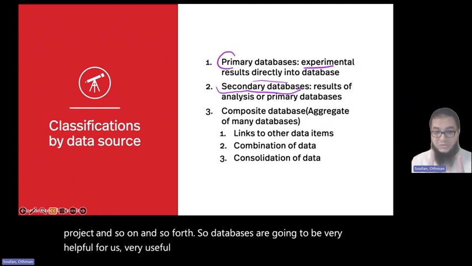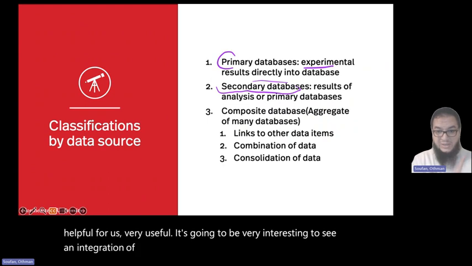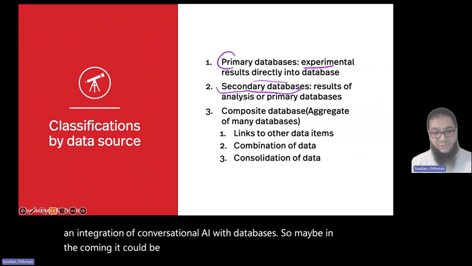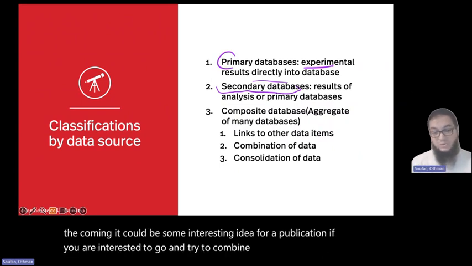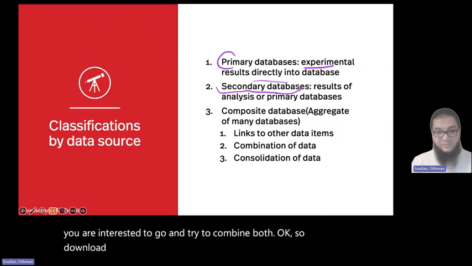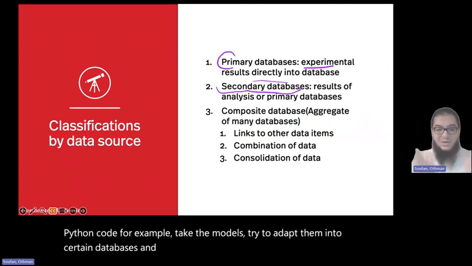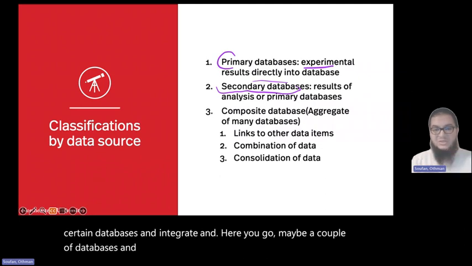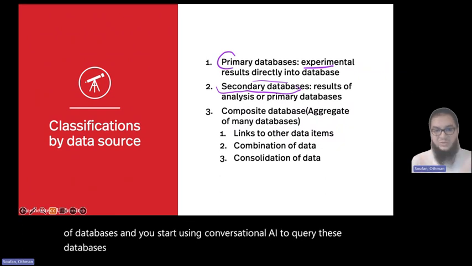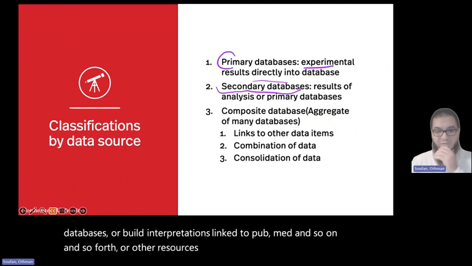It's going to be very interesting to see an integration of conversational AI with databases. So maybe in the coming period, it could be an interesting idea for a publication, if you are interested, to go and try to combine both. Download the OpenAI library in terms of Python code, for example, take the models, try to adapt them to certain databases and integrate. And here you go, maybe a couple of databases, and you start using conversational AI to query these databases or build interpretations linked to PubMed and so on, or other resources, meaning articles and more information.